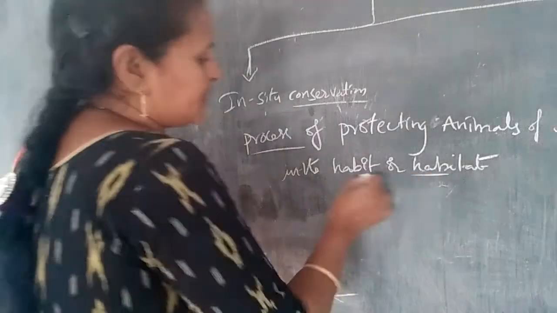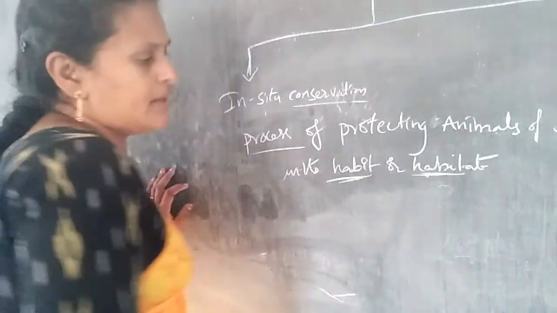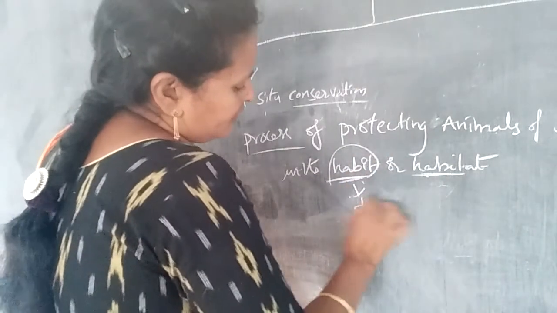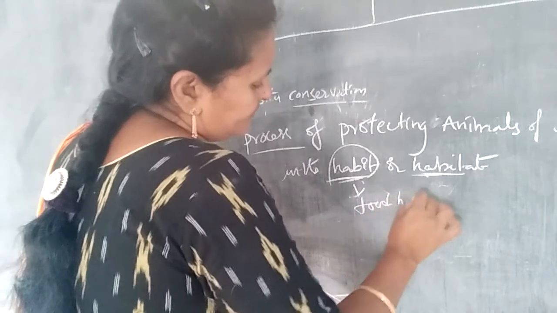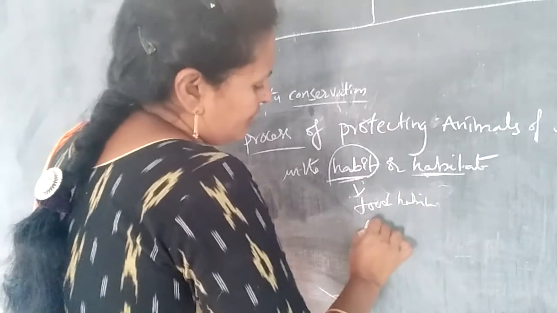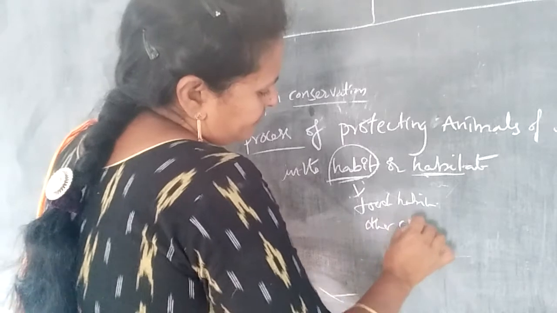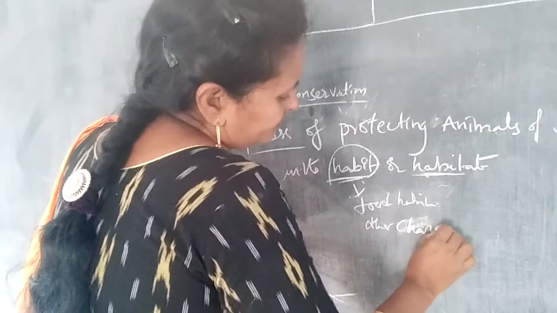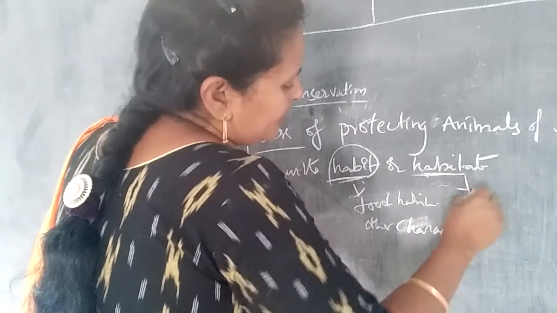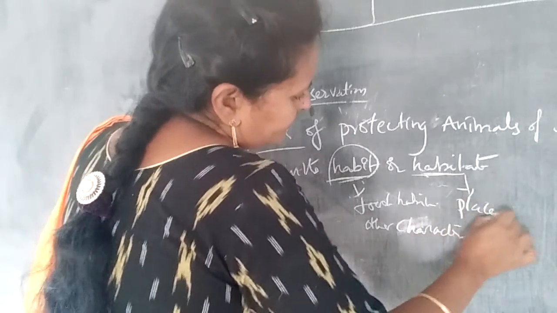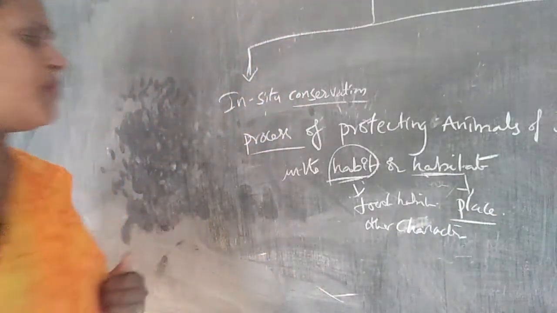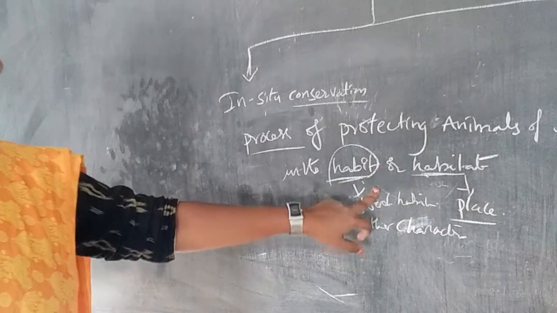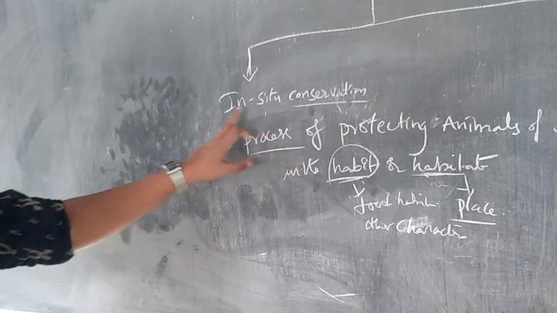So what is a habitat? Habit and habitat are different. Habits are food habits and other characters, and habitats are places. So the process of protecting animals or species in their habitat is called in situ conservation.